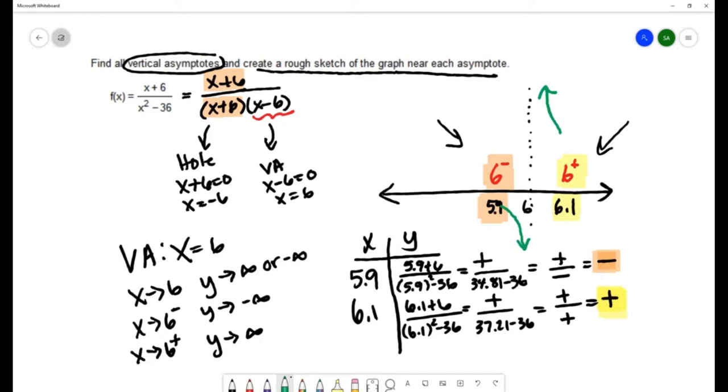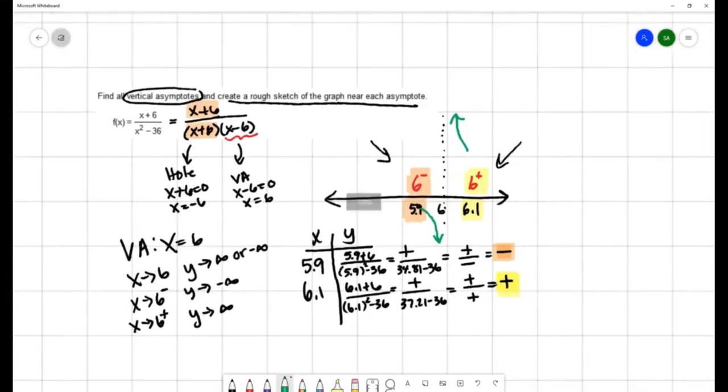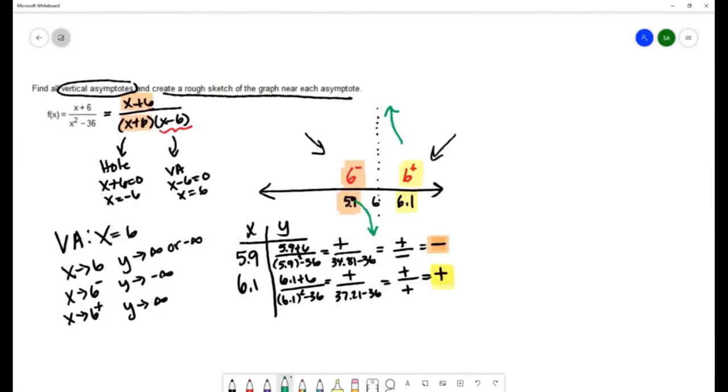I'm going to zoom out just a little bit. I'm going to draw the sketch one more time without so much clutter. So at 6, that's a restricted value. We know there's a vertical asymptote at that value. Y will approach positive infinity when we're above 6, and y will approach negative infinity when we're below 6.